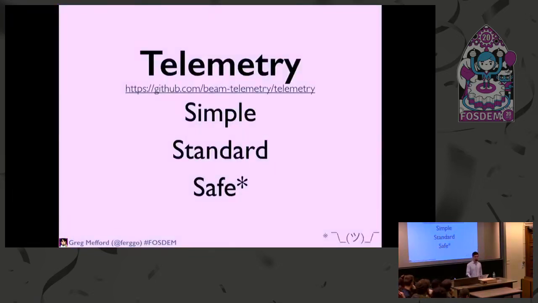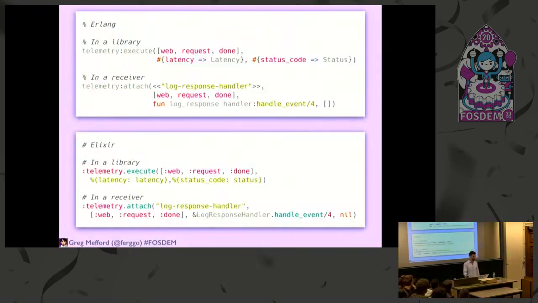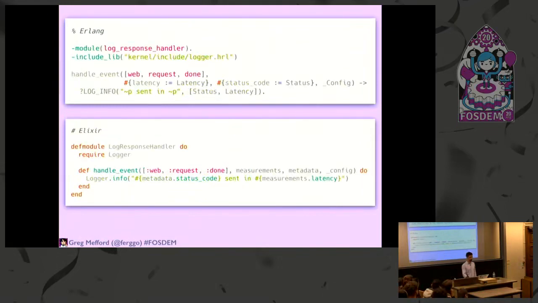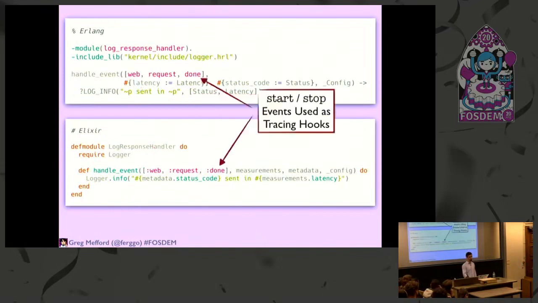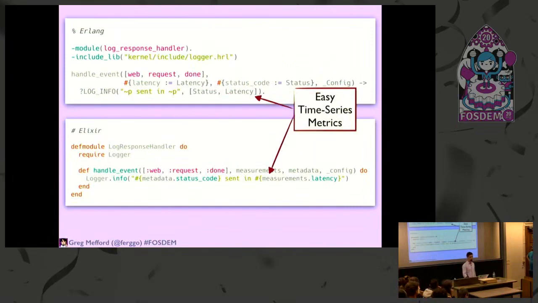The main selling points for telemetry are that it's simple, it's standard, and it's pretty safe. I mean, it's as safe as a dependency gets. The way that it works is that in a library, you would just fire the event. You don't need to register it ahead of time. And then in a receiver, you can say, I would like to receive events like that. Those get called synchronously, which is useful for distributed tracing because you want to be able to catch those start and stop events when they happen. You can also quickly get time series metrics out of things because they're just embedded straight in there.